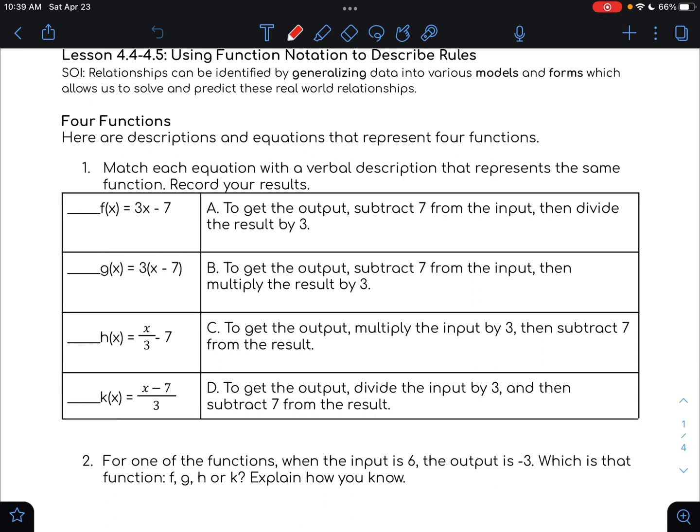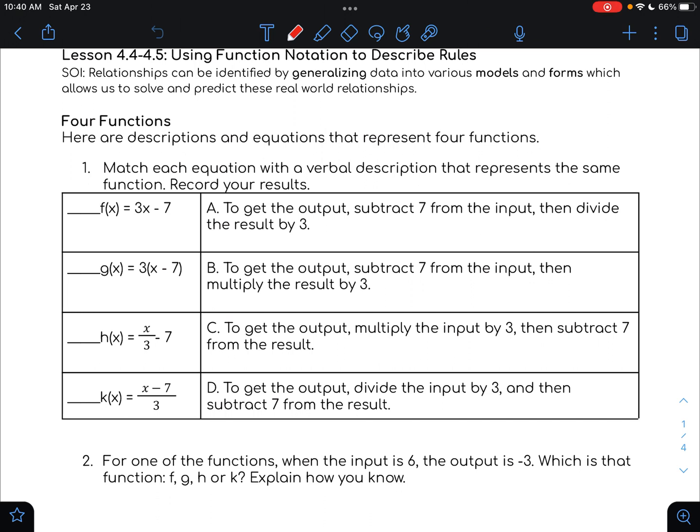So here we have four functions. Here are descriptions and equations that represent four functions. Match each equation with a verbal description that represents the same function. Record the results. If it's possible to pause right here for a moment, see if you can match on your own, and then you can unpause and see if you've got the right answers.